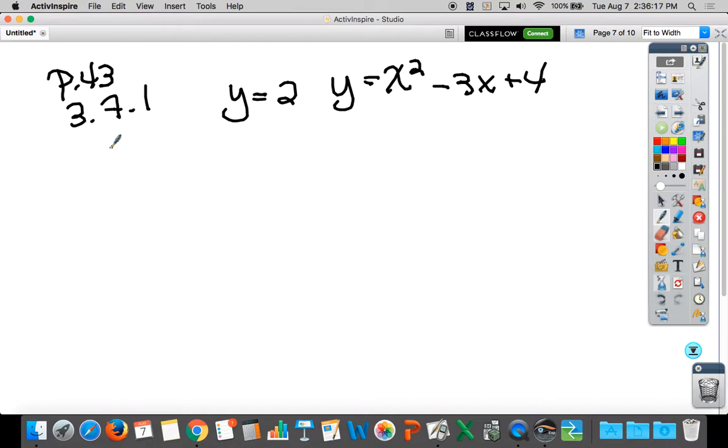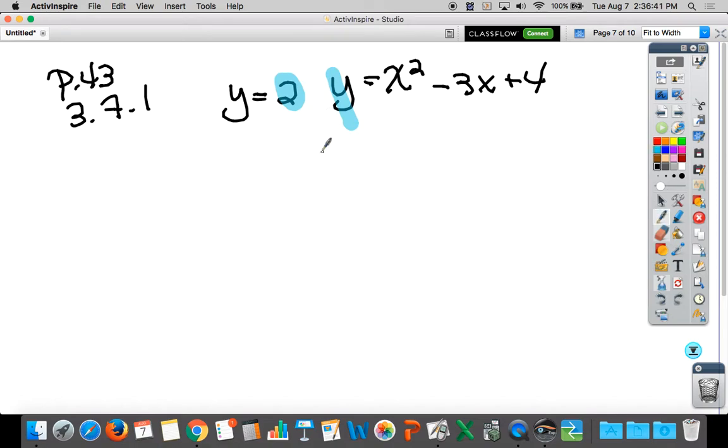Plug in 2 for what? Y. Okay, so right now immediately I see 2 equations, I see 2 unknowns. Equation 1, equation 2. Well, I kind of see 1 unknown actually, because y equals 2. So in that case, 2 can go here.